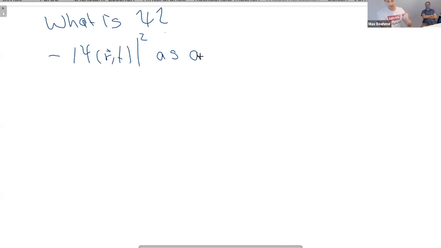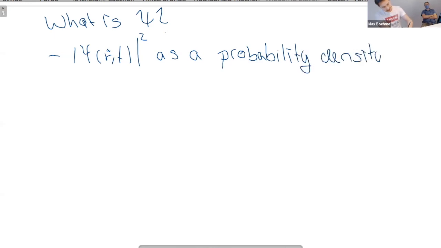We can interpret psi, its absolute square, as a probability density to find or to measure a particle at a certain volume.